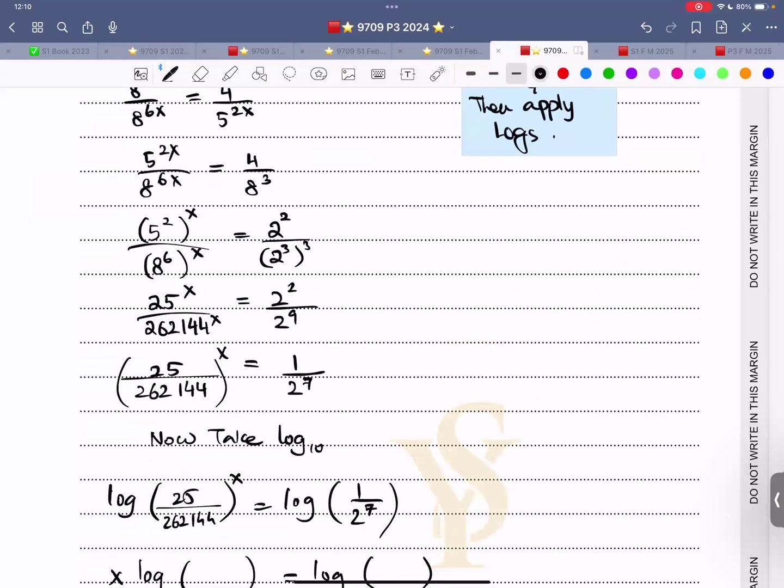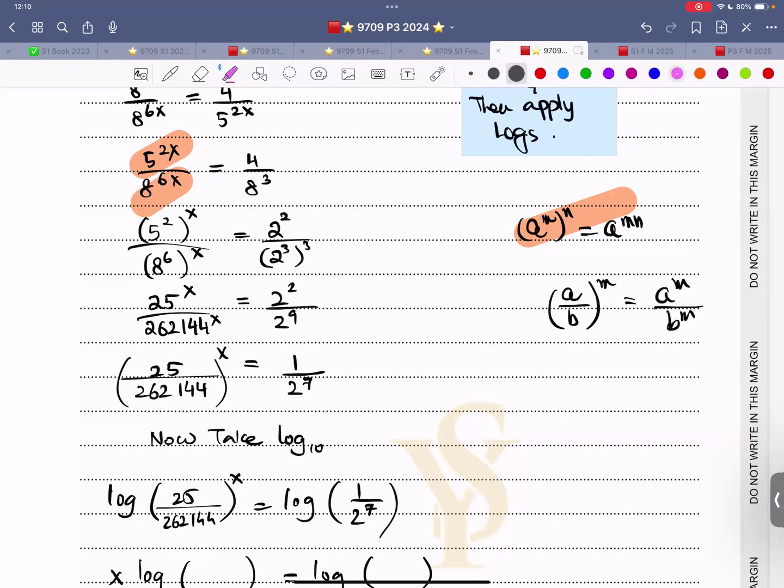This rule over here, let me highlight this thing over here, is the rule that is applicable. That is a power m raised to power of n, that is a power mn. So if two powers are multiplying, separate it out. So now 5 raised to power of 2 is 25, 8 raised to power of 6 is this big number. They both have a power of x. And then apply this rule. Which rule is this? (a over b) raised to power of m, that is a power m divided by b power m. So that is another rule that is applied over here in the scenario.